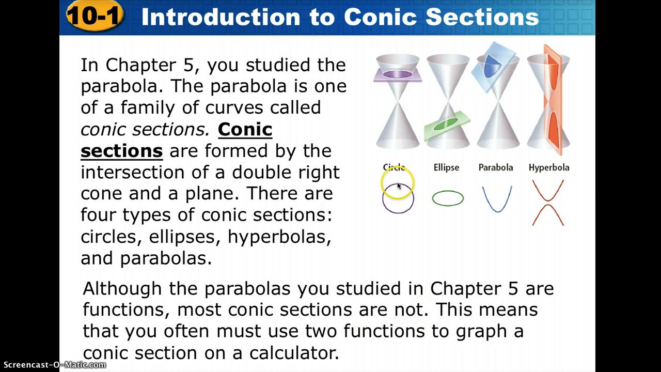A circle here cannot pass the vertical line test. The ellipse, look at it. The ellipse is called the elongated circle. It can't pass the vertical line test for functions. Parabolas can if they're opening upward or downward. They cannot be if they're opening sideways. Hyperbolas cannot be because if you put a vertical line down here, that will fail the vertical line test.